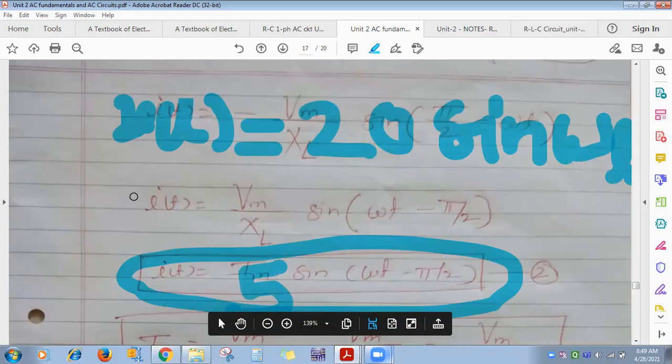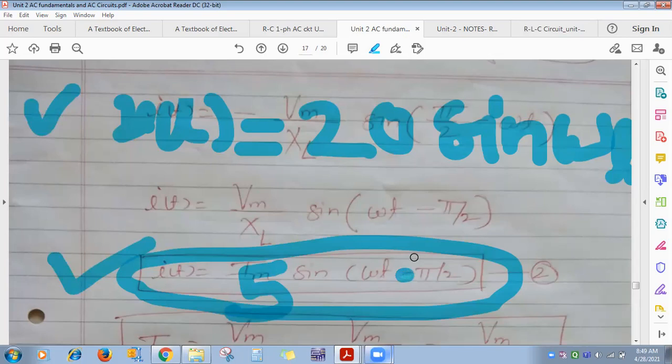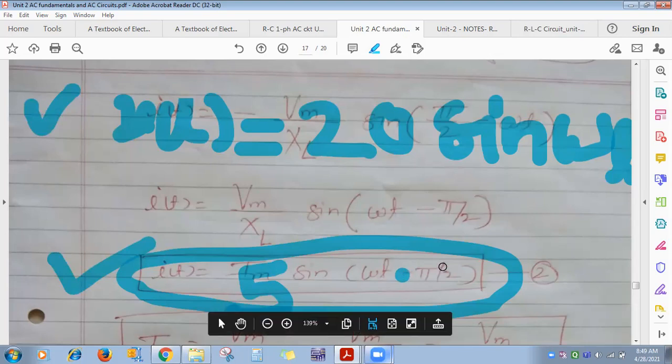Isn't it? Yes. Suppose the voltage equation is given as 20 sine of omega t and the current equation is given as 5 sine of omega t minus pi by 2, or minus 90 degree. Means what we can say here, minus sign is there, means current is lagging this voltage by how many degrees? 90 degree. Means this is which type of circuit?